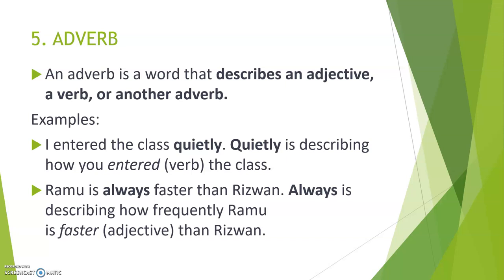The next example is Ramu is always faster than Rizwan. In this sentence, always describes how frequently Ramu is faster than Rizwan. So, in this sentence, always could be considered as the adverb.